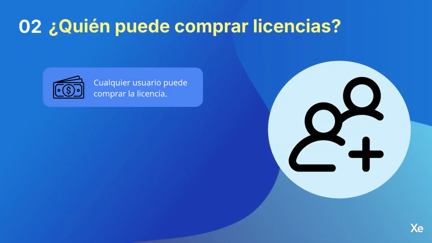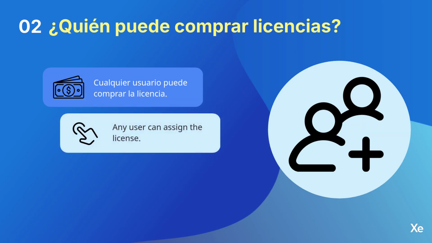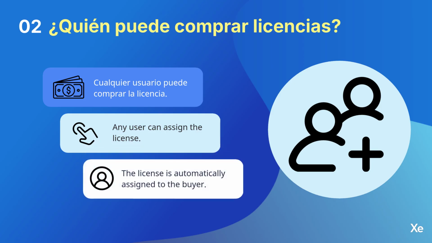Any user in the organization can purchase licenses for visual objects in AppSource, and assign them to other members of the company, without the need for special privileges within the organization. After the purchase, the license is automatically assigned to the purchaser and can be managed from the Microsoft 365 Admin Center.